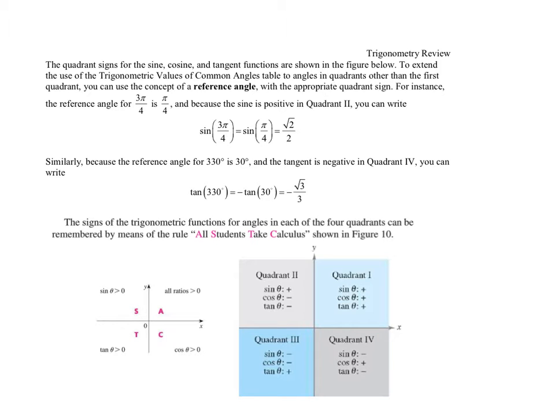This next part goes over something that we already went over when we looked at the unit circle. It says the quadrant signs for the sine, cosine, and tangent functions are shown in the figure below. To extend the use of trigonometric values of common angles, tables, and angles in quadrants other than the first quadrant, you can use the concept of a reference angle.